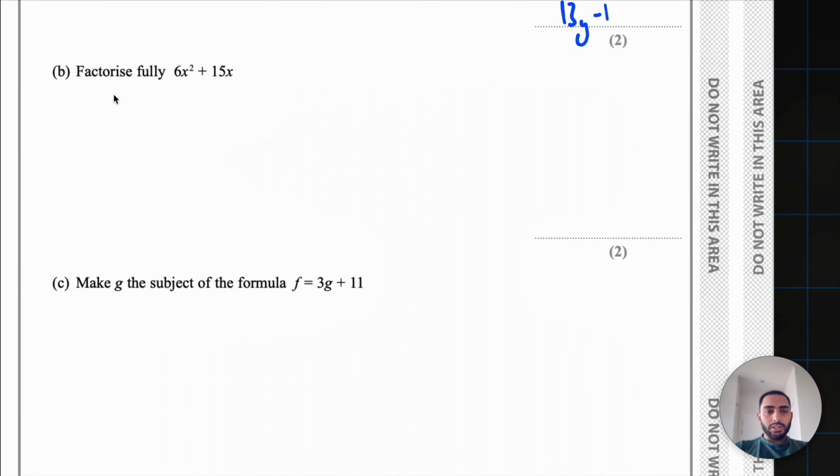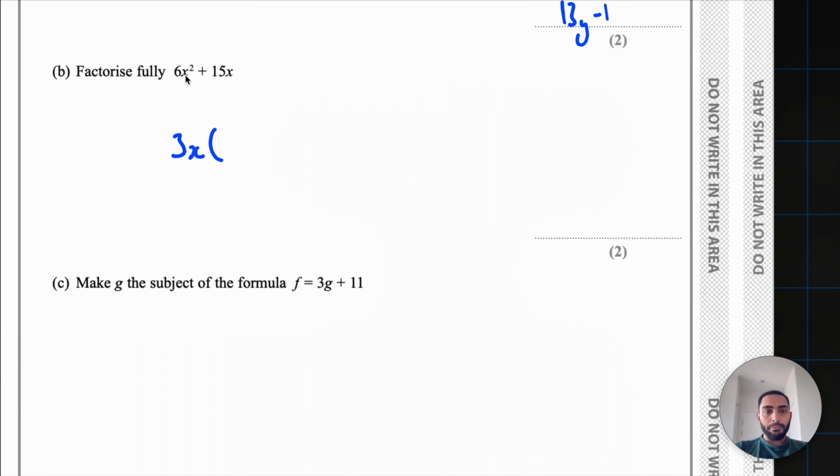Part B. Factorize fully 6x squared plus 5x. First thing I need to consider is what is my highest common factor of my numbers and of the letters, of the variables. So of the 6 and the 15, the highest common factor of those is going to be 3. And the highest common factor of the x squared and the x is going to be x. So I'm pulling out 3x.